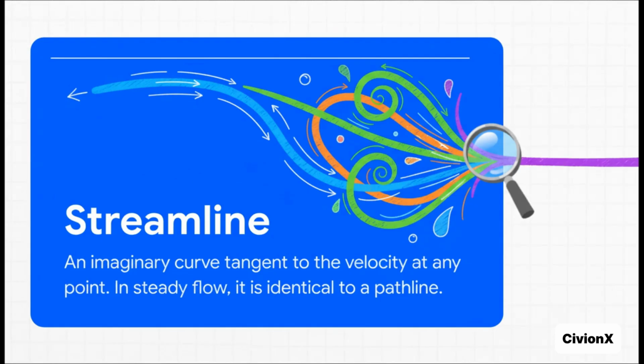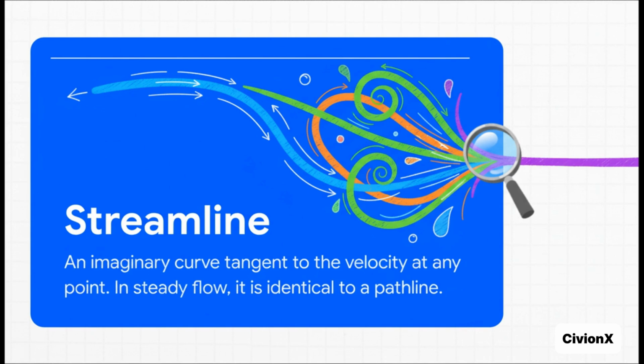And finally, we get to the streamline. Now, this one's a little more abstract. It's more of a mathematical tool. It's an imaginary line that we draw through the fluid that, at any point, shows you the exact direction the fluid is moving at that very instant.